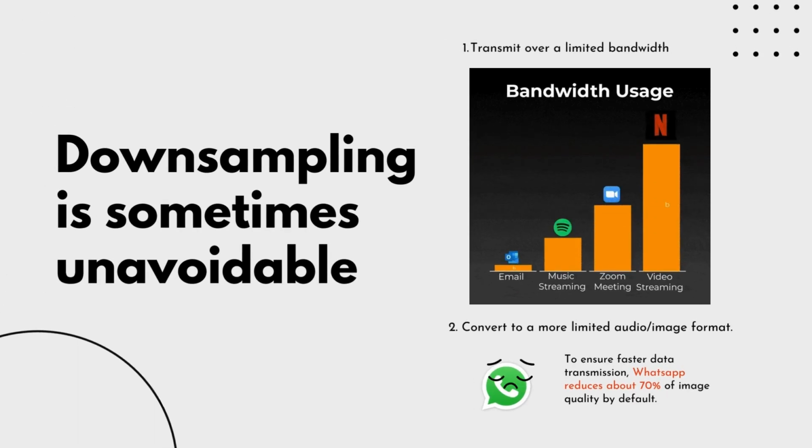Downsampling is sometimes unavoidable due to practical constraints. For example, it is essential for transmitting data over limited bandwidths and converting to more limited audio or image formats. A common example is WhatsApp, which reduces image quality by about 70% by default to ensure faster transmission.